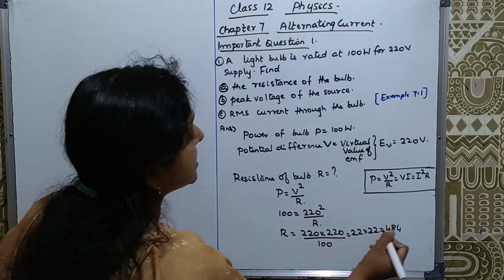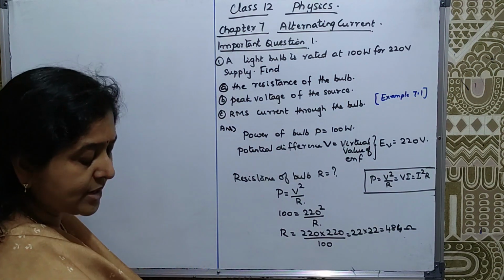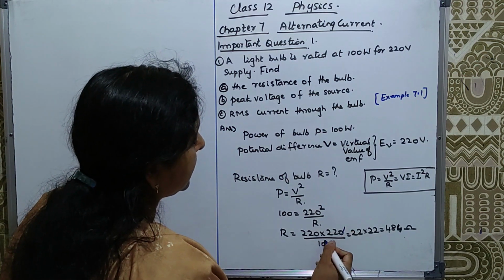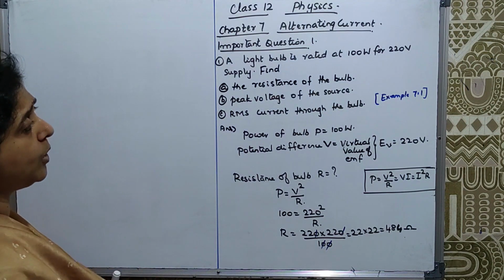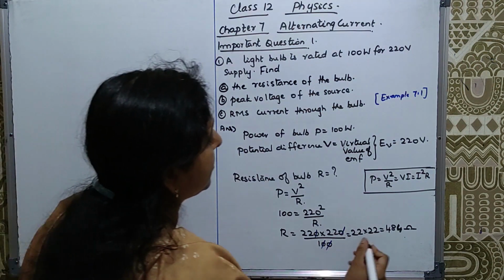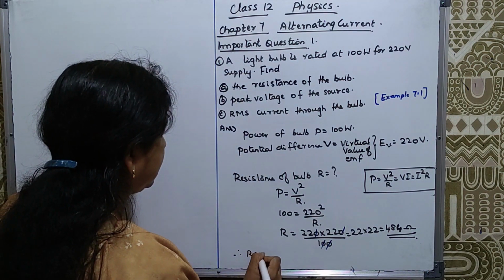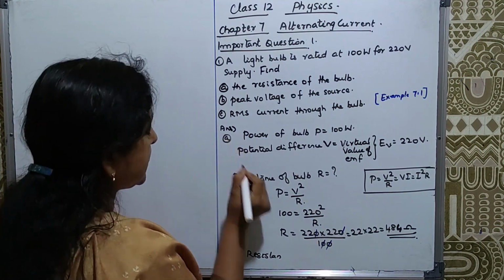Unit of resistance is ohm. So you got 484 ohm. That is the resistance of the bulb. That was the A part of the question.